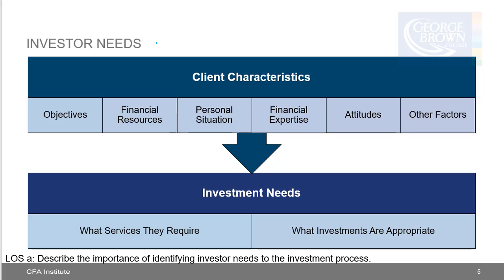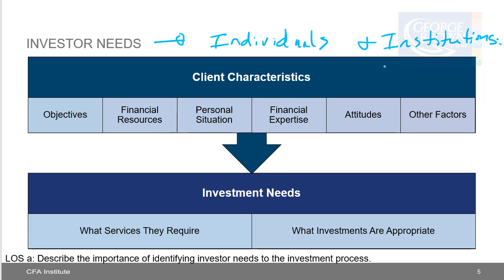So this slide is looking at investor needs. And when we talk about investors, we're going to be making basically two broad categories, which is individuals, and then we look at institutions, okay? So they're going to share, in terms of client characteristics, some similarities, but there's also going to be differences.